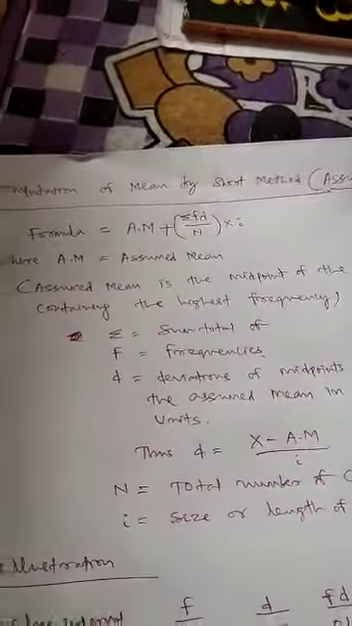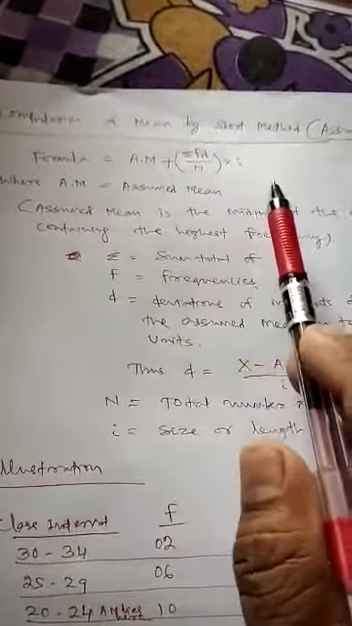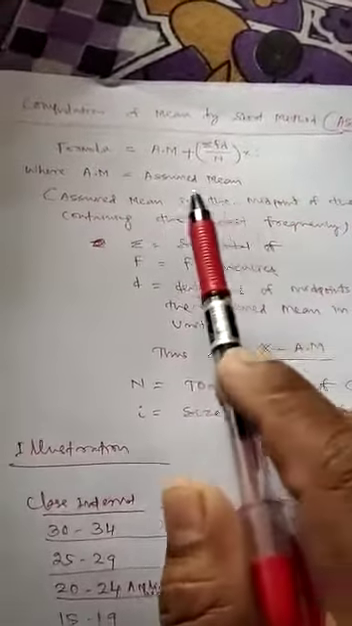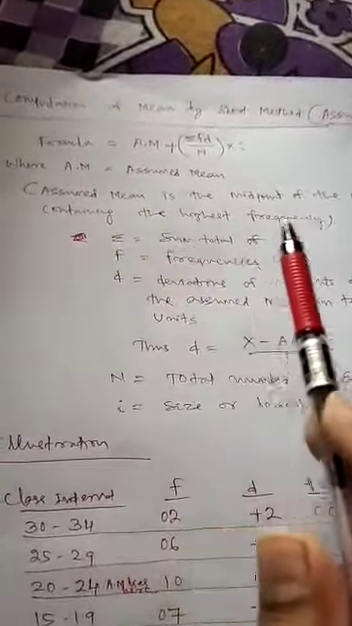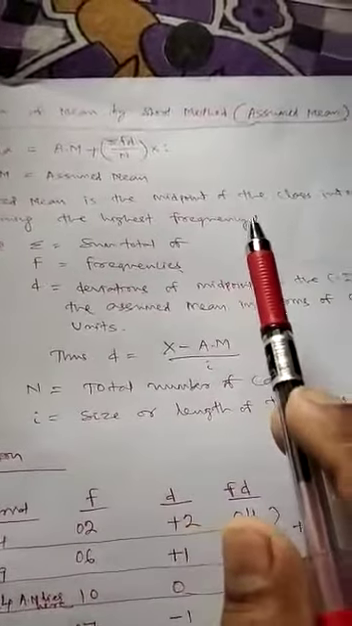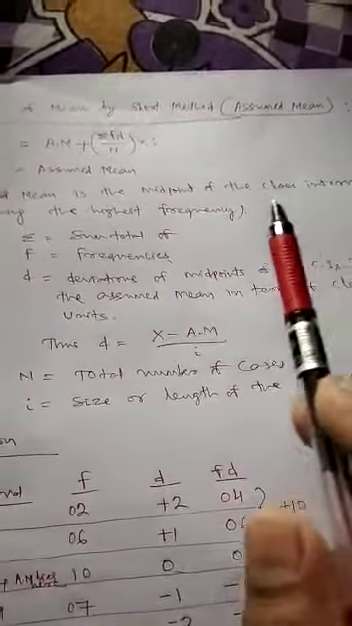Let me show you the calculations. Please go through this. You see here, when we see the computation of the mean by short method, the formula is AM plus sigma FD whole into I. Assumed mean: to calculate the assumed mean, we have to calculate the midpoint of the class interval having the highest frequency.